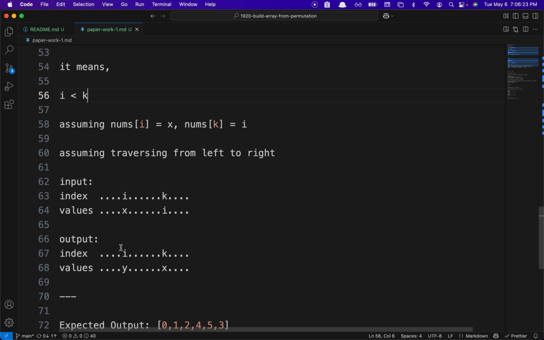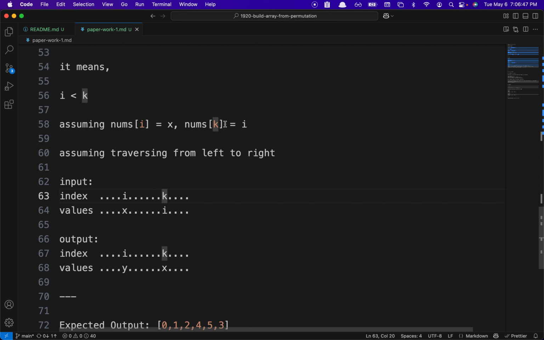So we say nums of i is x and nums of x is y. Can we say anything about x and y? No, not really. We can just say that they're part of the numbers, that's all.